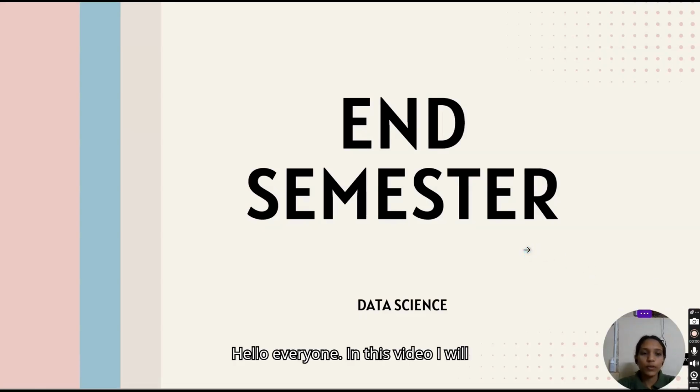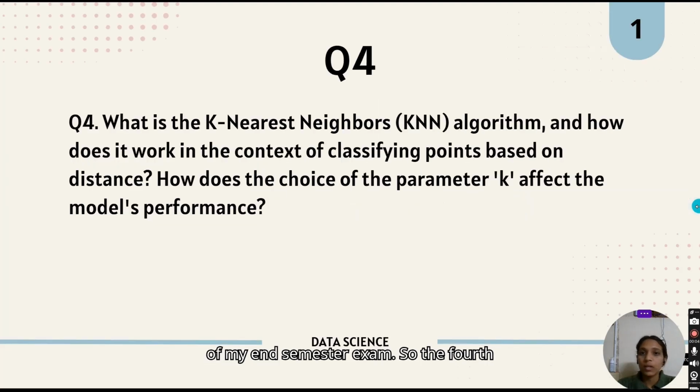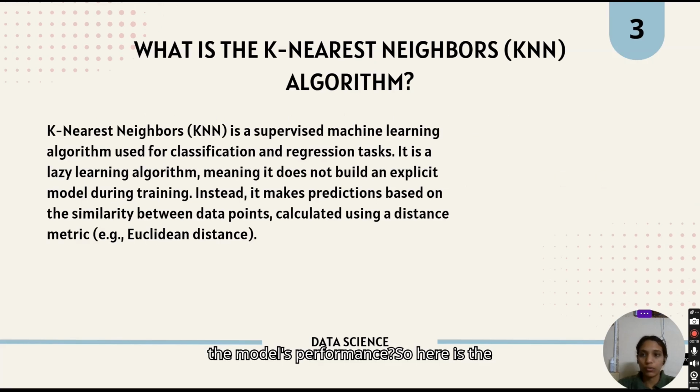Hello everyone, in this video I will be providing the solution of the fourth question of my end semester exam. The fourth question is: what is the k nearest neighbor KNN algorithm and how does it work in the context of classifying a point based on distance? How does the choice of the parameter k affect the model's performance? So here is the solution.